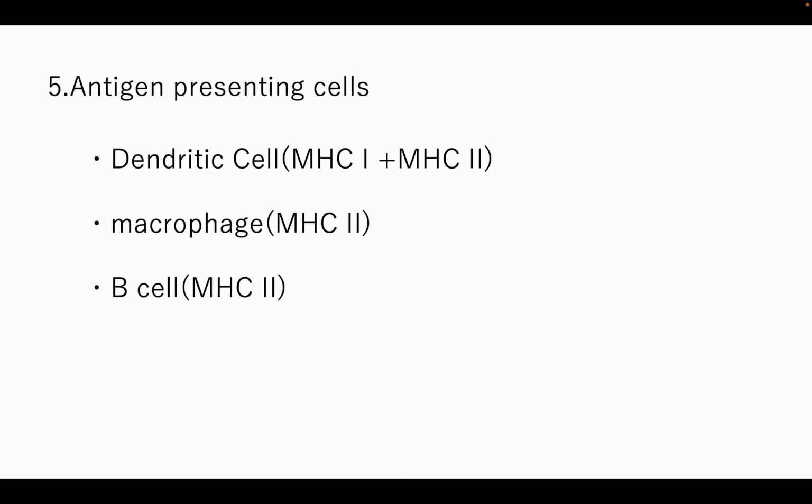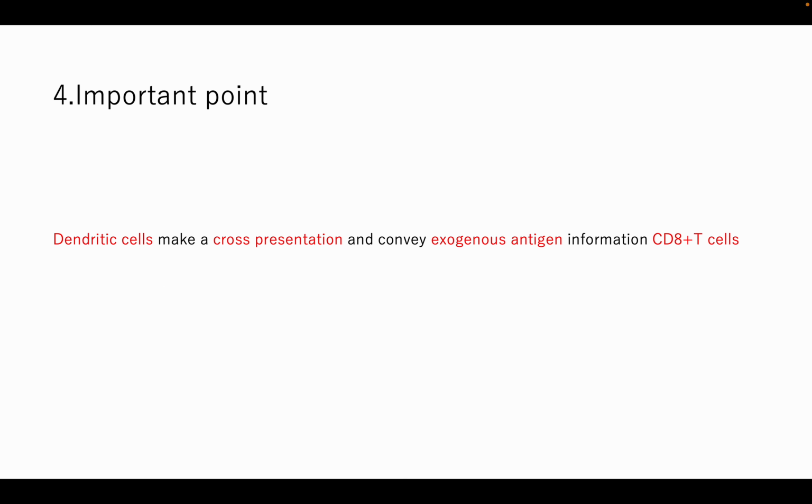There are examples of antigen-presenting cells. Last, this is the most important point in this presentation: only dendritic cells present exogenous antigens to killer T cells through the cross-presentation pathway.